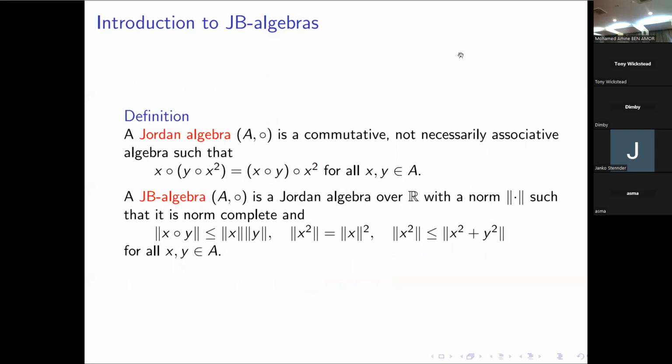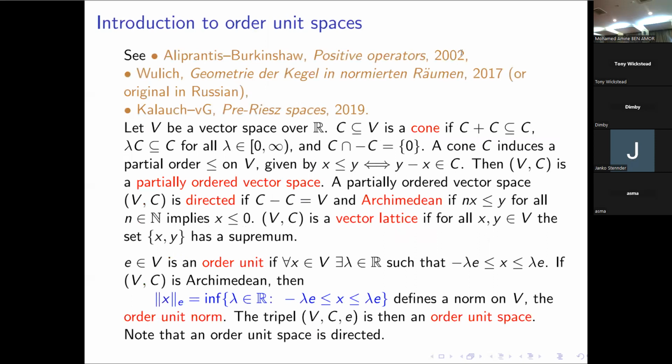Okay, so now the formal definition. A Jordan algebra is a commutative, not necessarily associative algebra with this Jordan identity. And it is a JB algebra if it also has a norm. It should be norm complete, and it should have these three compatibility conditions on the norm. And it is called the JB algebra, Jordan-Banach algebra. Okay, that's the algebra part.